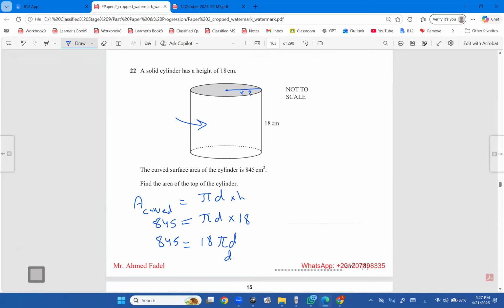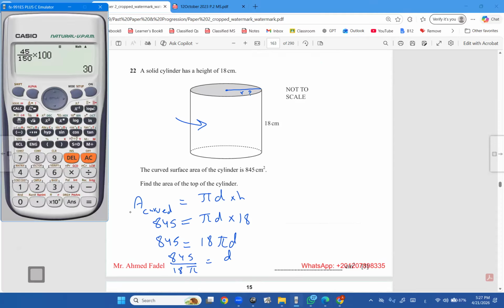I need to find the diameter. So I'm going to do 845 divided by 18 pi to find the diameter. So let's do it on the calculator. This becomes 845 over 18 pi. This will give you the diameter, which is this number, divided by 2. Why? I wanted the radius only. I don't want the diameter. So divided by 2 while it's still there on the calculator. You find that the radius is 7.47.